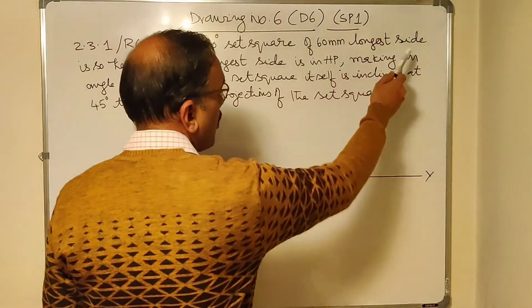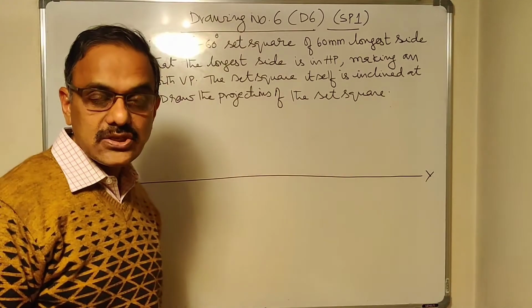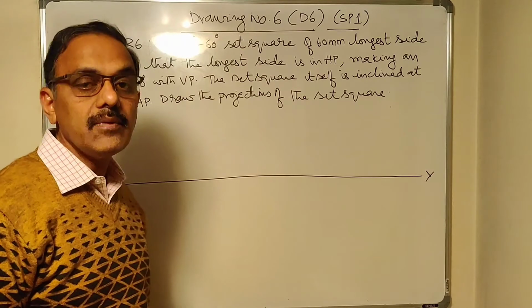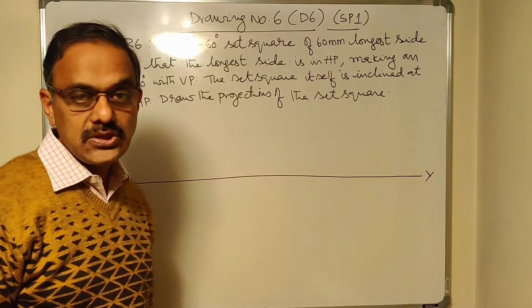In other words, it is a triangular lamina of 60 mm longest side. That means the length of the hypotenuse is given as 60. So using that as the hypotenuse, you have to get the remaining 2 edges, maintaining angles of 30 and 60.